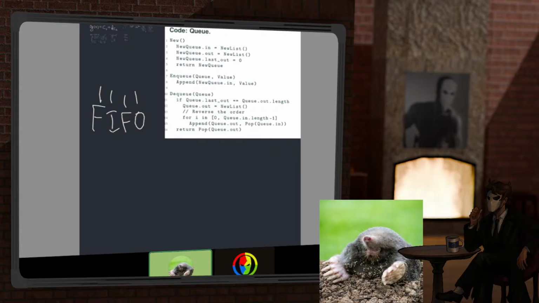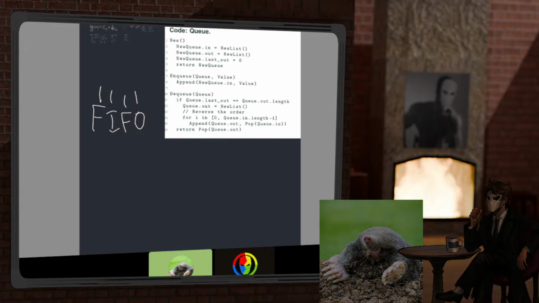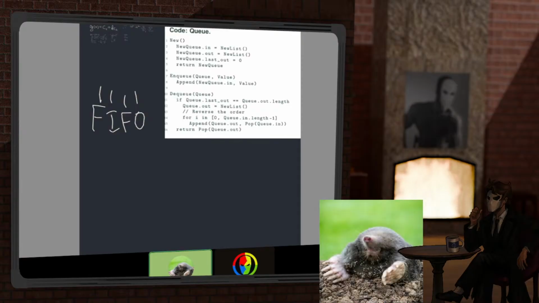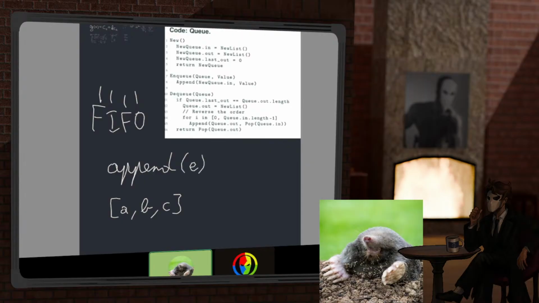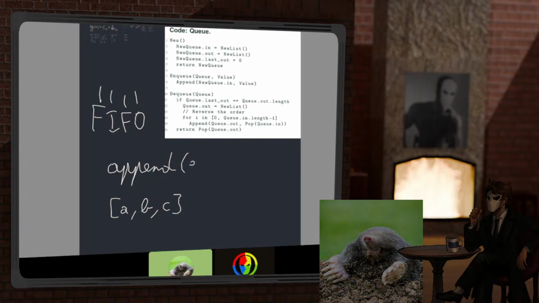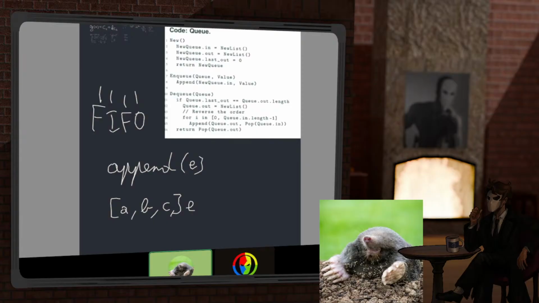A way of implementing that is using two separate lists, one as input, the other as output. I am going to assume that we have an append function, which essentially just adds a value to the end of a list. So for example, if we have A, B, C, and we append the value E, it would just add our value to the list.